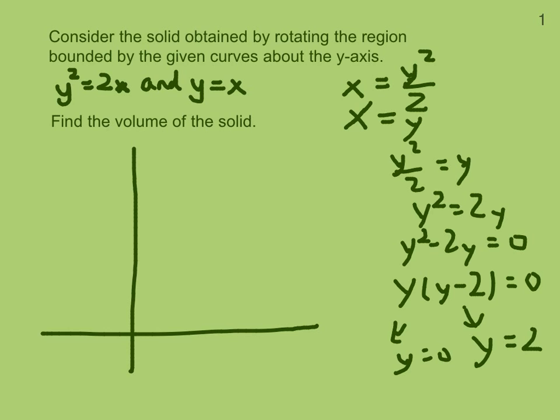So we have the intersections at y equals 2 and at y equals 0. So our region is this region between these curves. I'm going to rotate this around the y-axis.